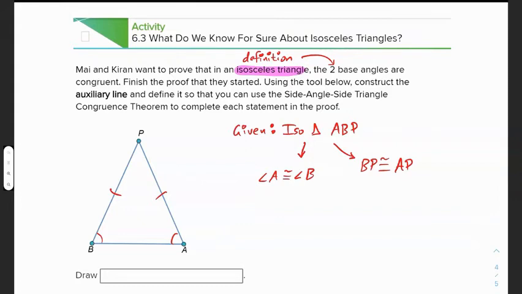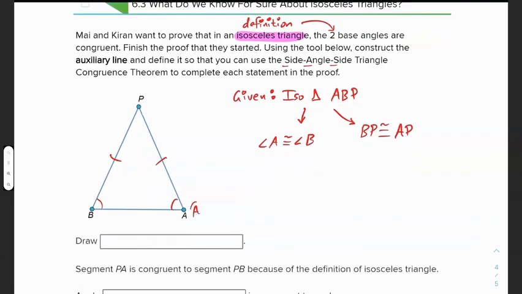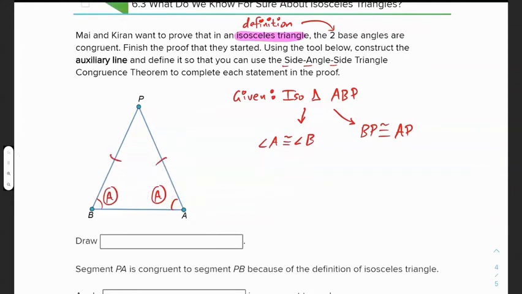We're going to use the tool define so you can use side angle side. All right, so we're still looking for side angle side triangle congruency to complete the statement in the proof. Okay. Well, we have this angle here. We have this angle here. We have the side here, right, corresponding to that side here. But let's see real quick.